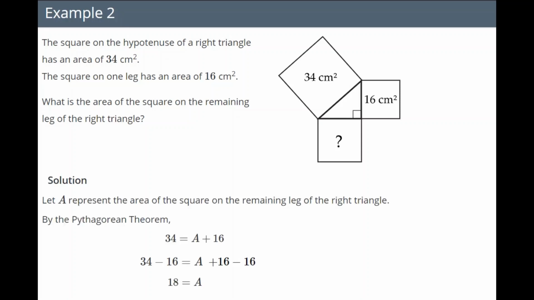Well, let capital A represent the area of the square on the remaining leg of the right triangle. By the Pythagorean theorem, we have that 34 equals A plus 16. Now this is an equation, and we know how to do equations. We just subtract the 16 from both sides, so that will be 18 equals A. Therefore, the area of the square on the remaining leg is 18 square centimetres.